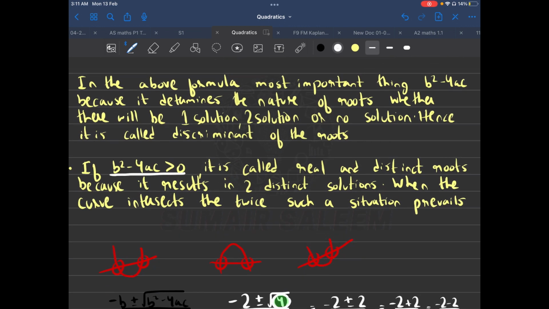Now, for two solutions and b square minus 4ac greater than 0, what are the common wordings the examiner uses?